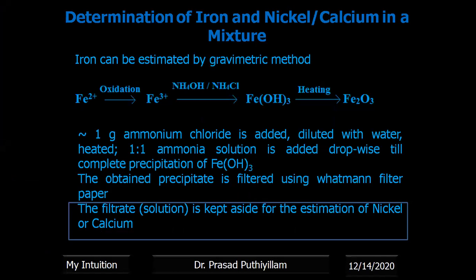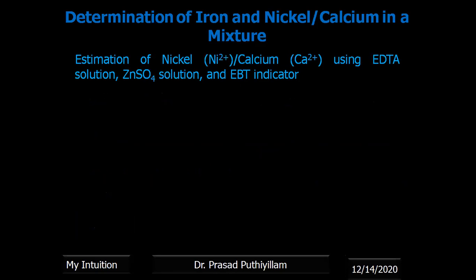So iron can be estimated by the gravimetric method, that is what we discussed now. The obtained value we can report. The filtrate, the remaining solution, is kept aside for estimation of nickel or calcium. So how is that estimation done? It can be done using EDTA solution or zinc sulfate solution and EBT indicator. These are the chemicals we require for the estimation of nickel or calcium separately.